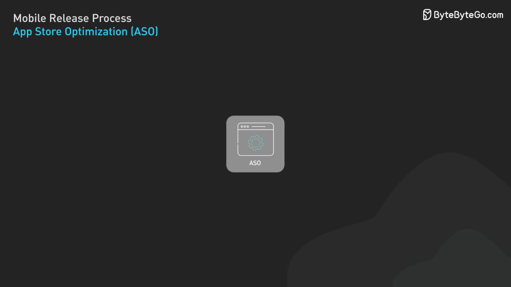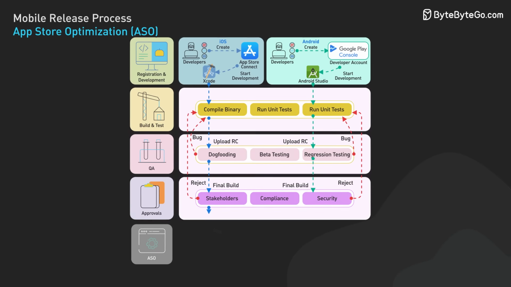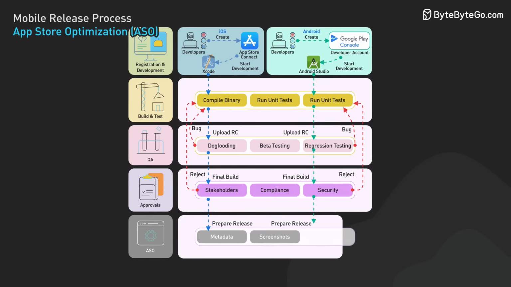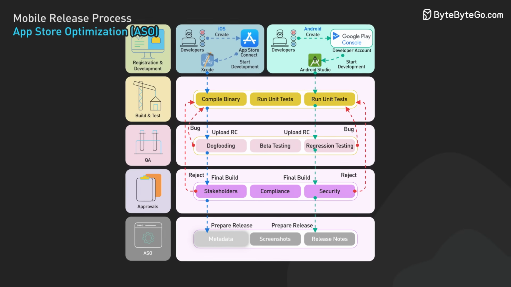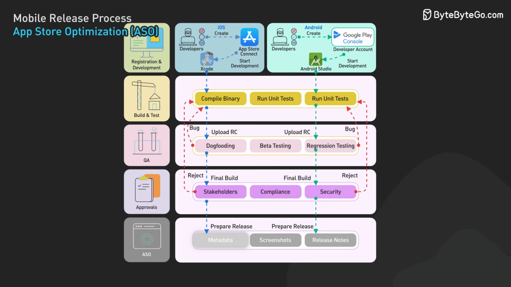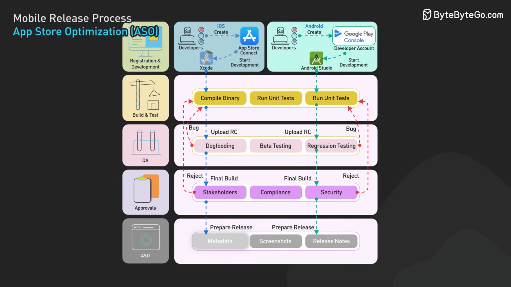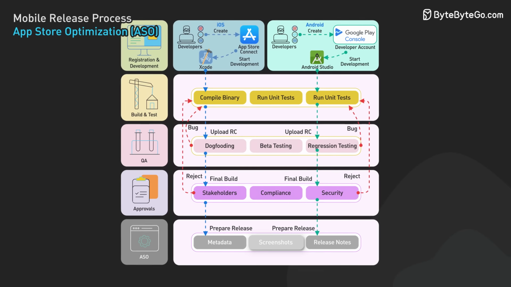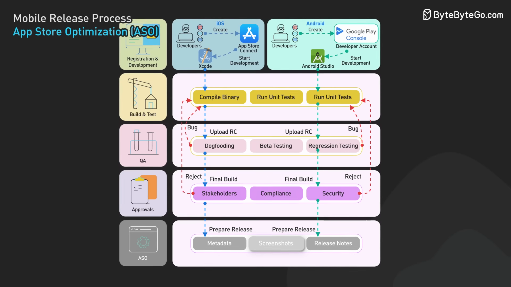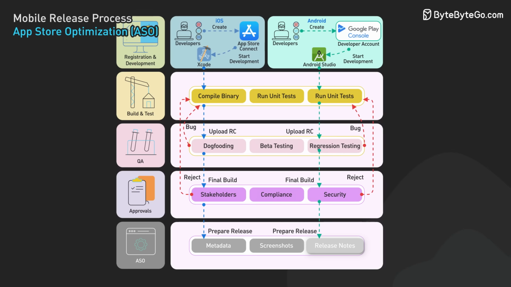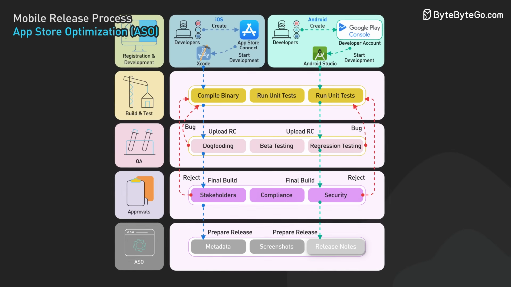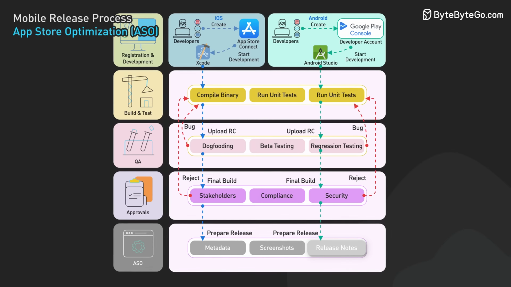App Store optimization is about making our app more visible in the app stores. It involves optimizing our app's metadata, such as titles, descriptions, and keywords, and localizing our content for different regions to boost search rankings and attract more users. It's also important to design eye-catching screenshots and icons that showcase our app's best features. When it comes to release notes, get creative and highlight all the exciting new updates and improvements.